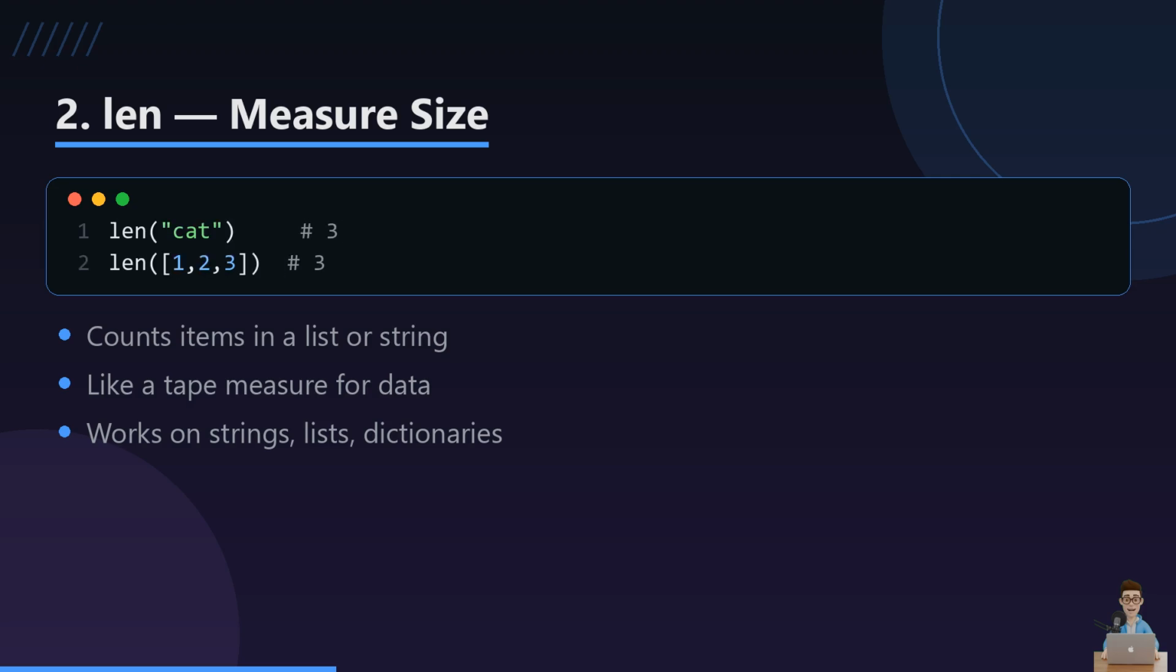Next is len, short for length. Think of it as a tape measure. You wrap it around something and it tells you how many items are inside. 3 letters in the word cat, 3 numbers in that list. It is the fastest way to ask how big is this thing.